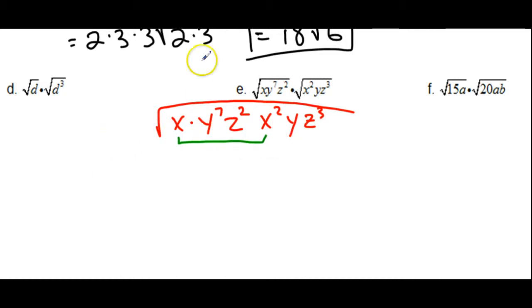I have a feeling all those lines just confuse you, so let's do it one by one. x times this is x to the third.